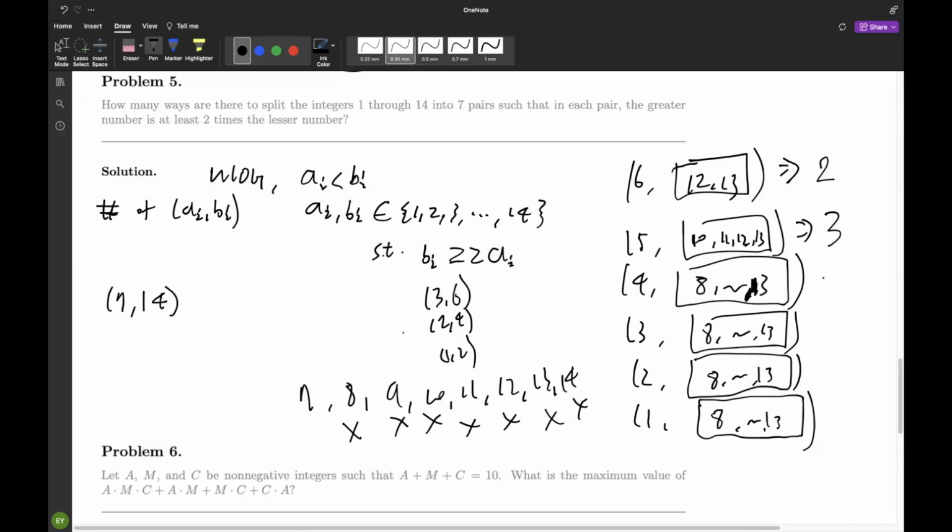Then how about this case? Can anyone answer? How many cases do we have for here? 2, let's see. It's 8 through 13, so we have 8. Wait, then how many numbers are between 8 through 13? 6, thank you. But how many numbers did we use? We use 2 numbers here, right? We use 2 and 3. That means we have 6 minus 2, which is 4.